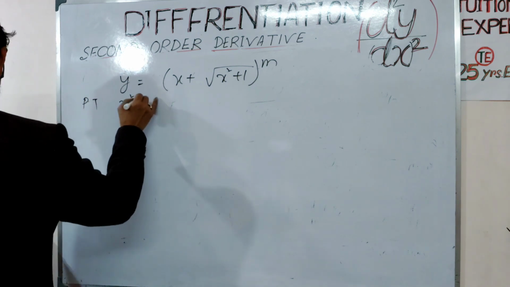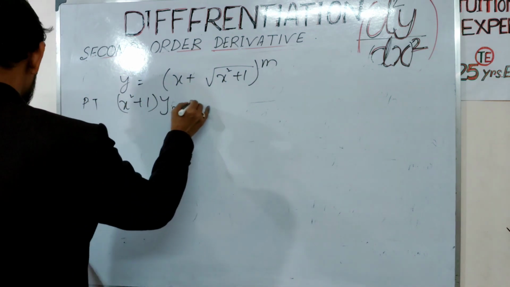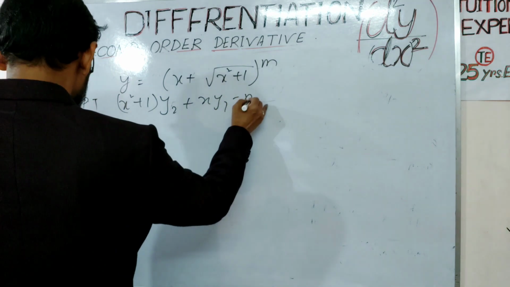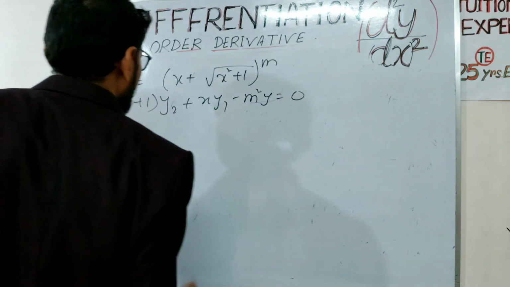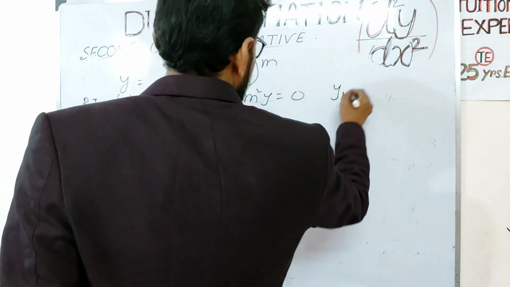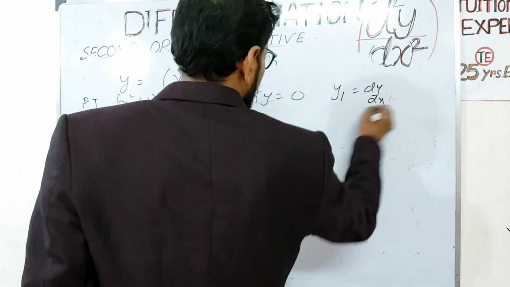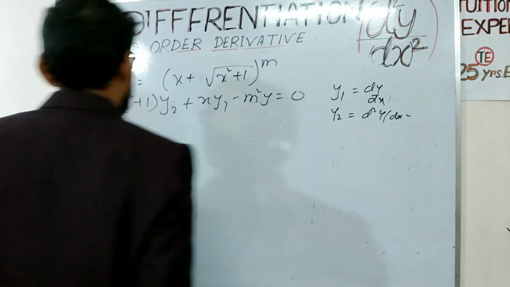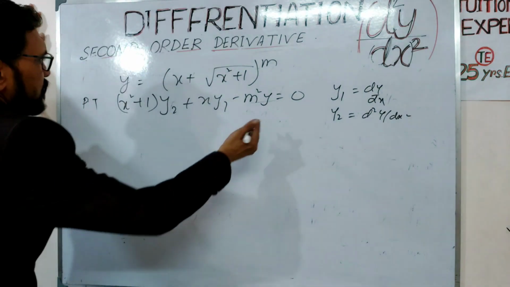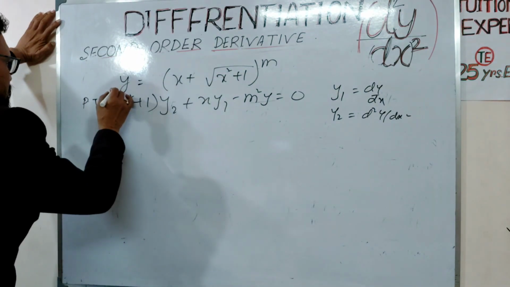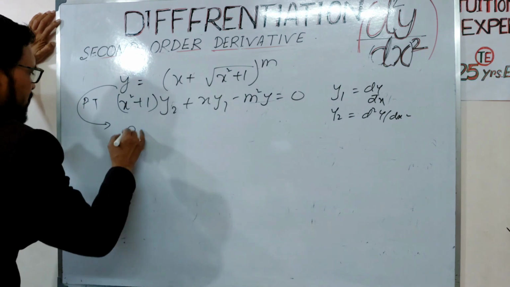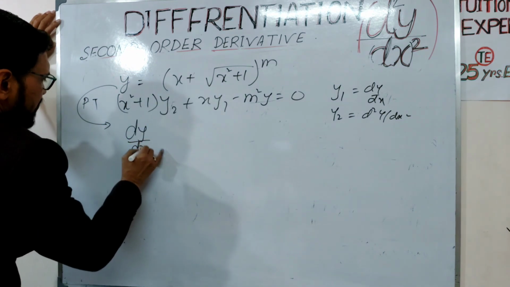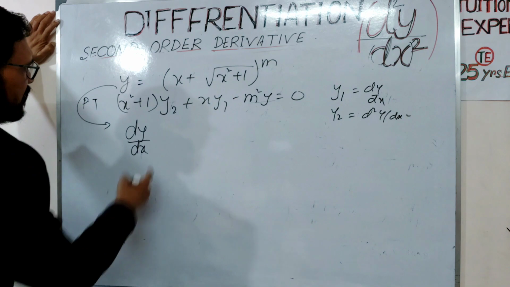If y equals x plus root over x square plus 1, whole to the power m, then prove that x square plus 1 y2 plus x y1 minus m square y equals 0, where y1 equals dy by dx and y2 equals d2y by dx square. So how to solve this problem? First, y equals this, so we have to differentiate y with respect to x.